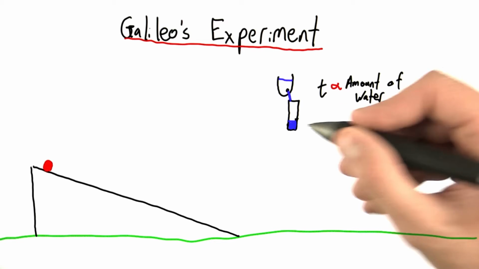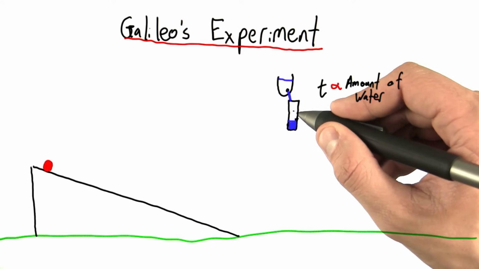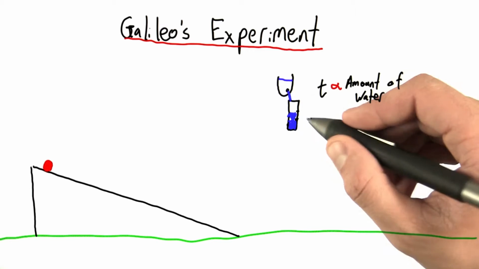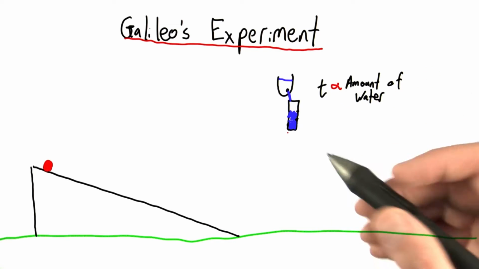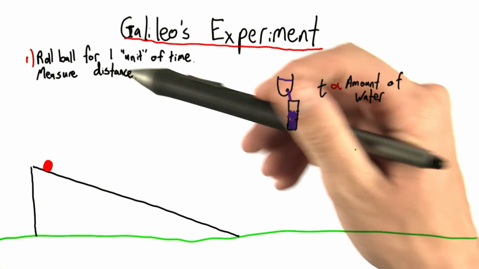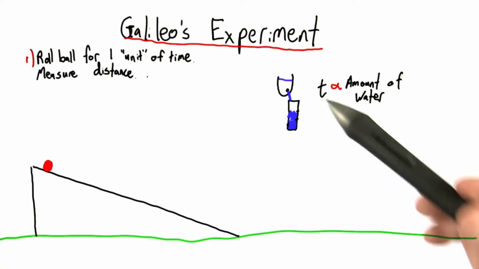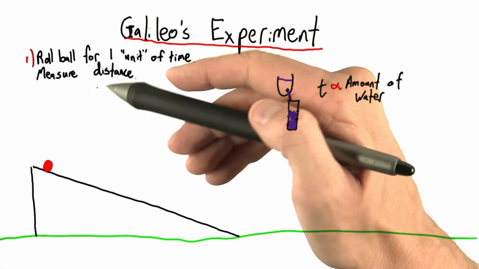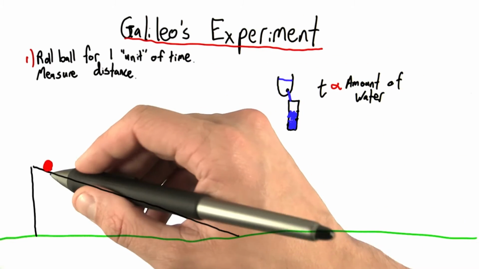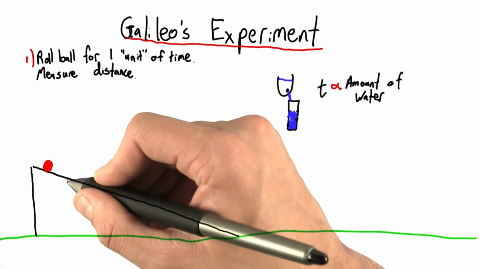So if you collected this much water in your first experiment and twice as much water in your second experiment, you knew that the second experiment took twice as long. So how did he do the actual experiment? First, he would roll the ball for 1 unit of time, and a unit here is defined as some specified amount of water. He would let the ball roll and then measure the distance. So maybe after 1 unit of time, the ball had gone from here to here.